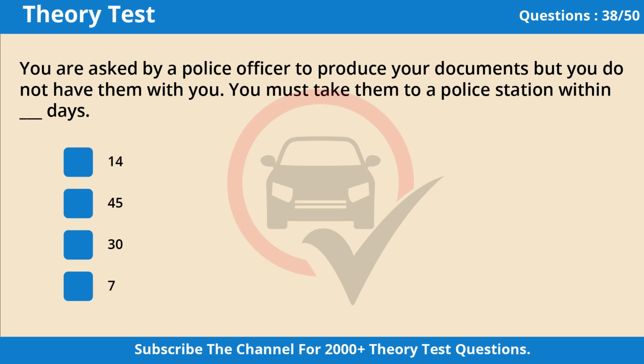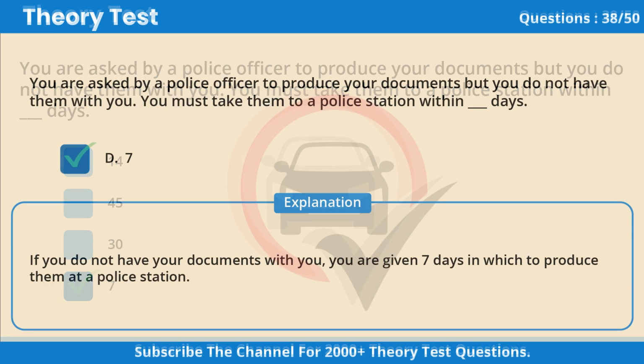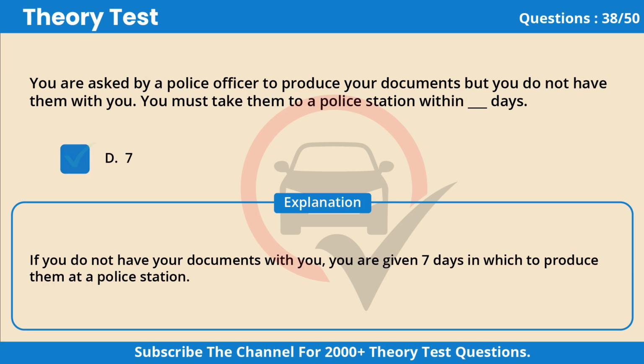Question 38. You are asked by a police officer to produce your documents but you do not have them with you. You must take them to a police station within how many days? D. 7. If you do not have your documents with you, you are given 7 days in which to produce them at a police station.